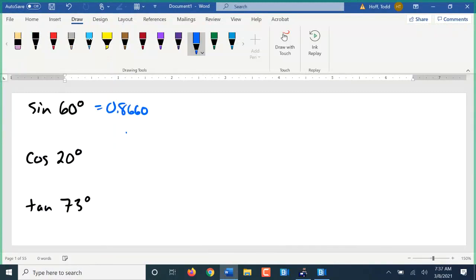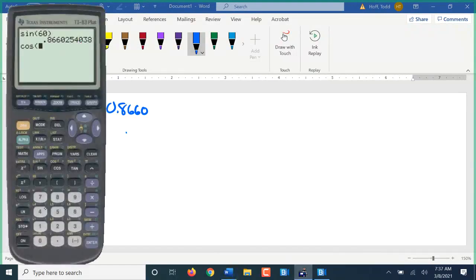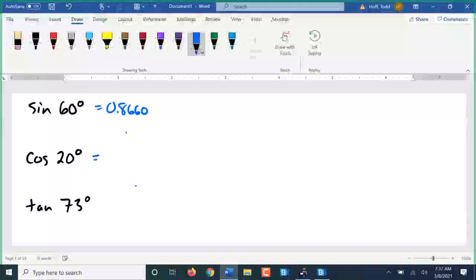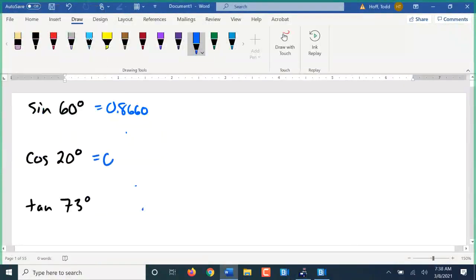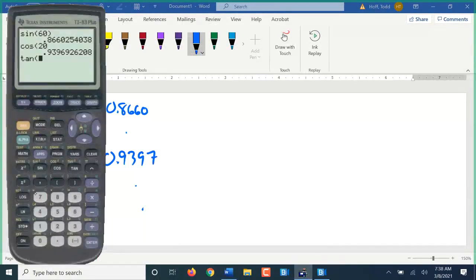What did you guys come up with? Cosine 20, same thing. Technically, I don't have to close the parentheses. 0.9407. Or sorry, 0.9397. Can't round correctly. Tangent of 73 degrees is 3.271, we'll call that.